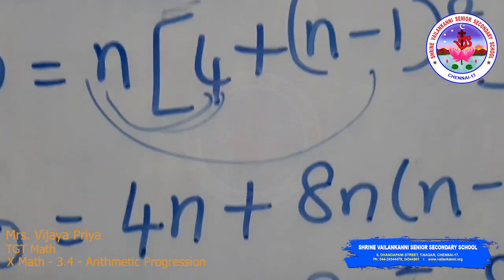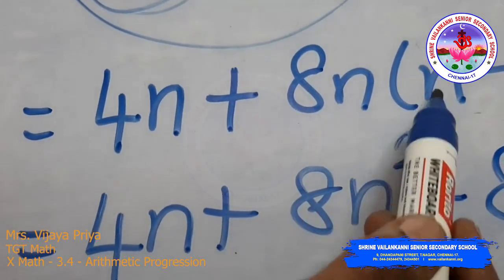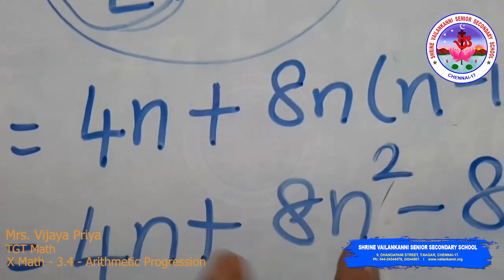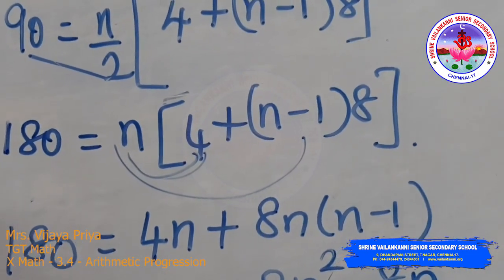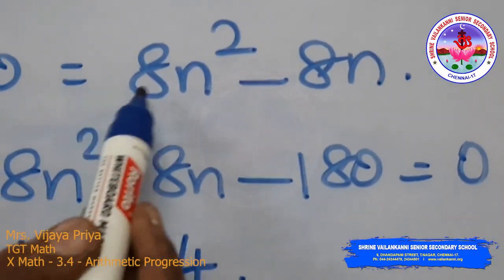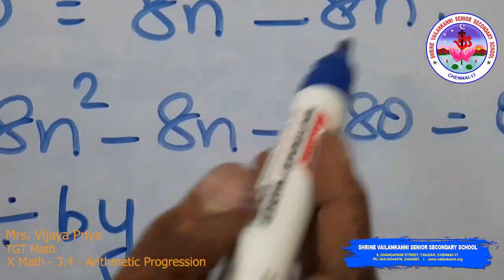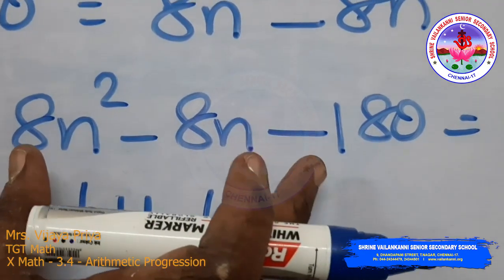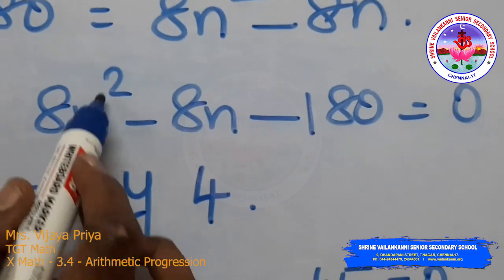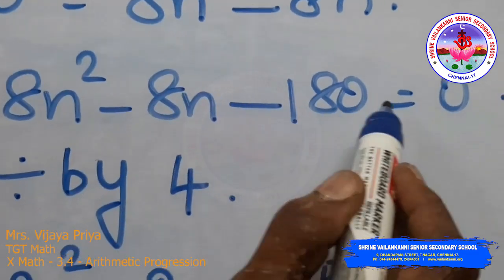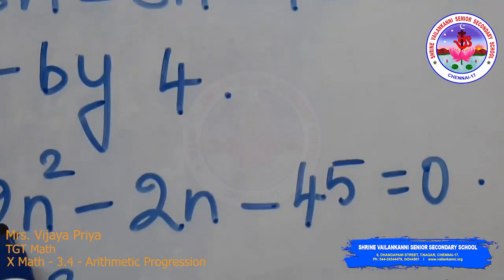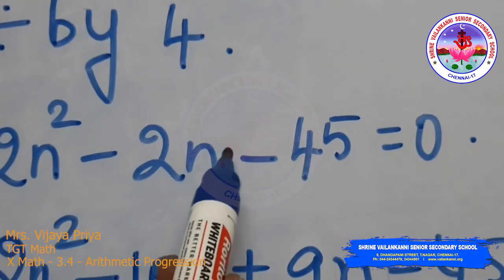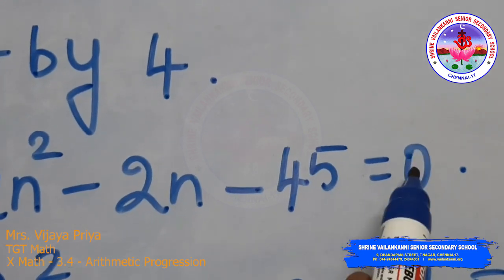So 180 is equal to 4n plus 8n squared minus 8n, and if you simplify 4n minus 8n, I will get minus 4n. So my equation becomes 180 is equal to 8n squared minus 8n. So after simplifying, I will get this quadratic equation as 8n squared minus 8n minus 80 is equal to 0. So divide all the terms by 4. I get the equation as 2n squared minus 2n minus 45 is equal to 0.